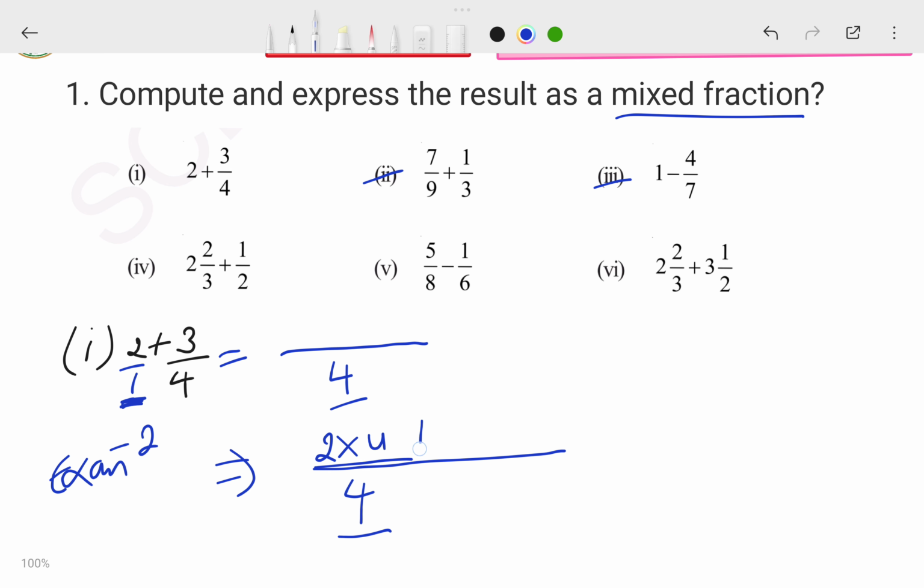Then after that they add a plus symbol. Then how do they write? Then they count in the 4 table how many times 4 is there: 1 time. So they multiply 3 into 1. Like that they do. Then they do, 4 2s are 8 plus 3. Then they write 4. So the answer is 11 by 4.